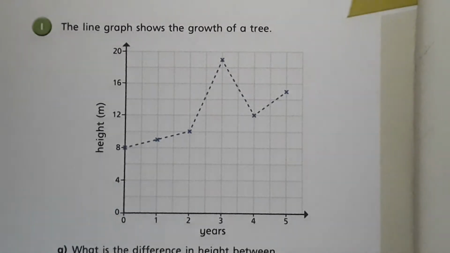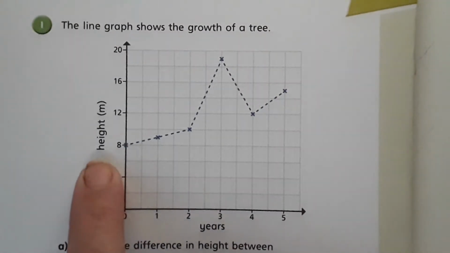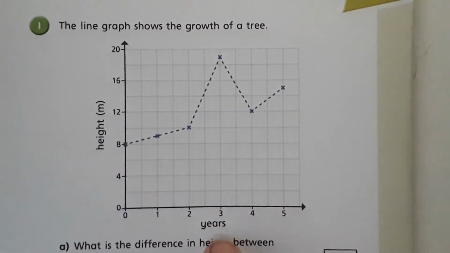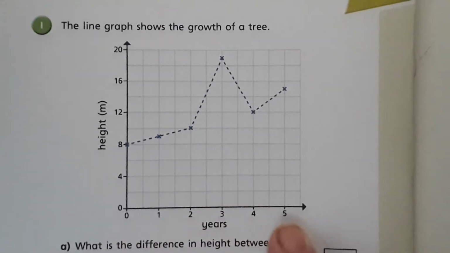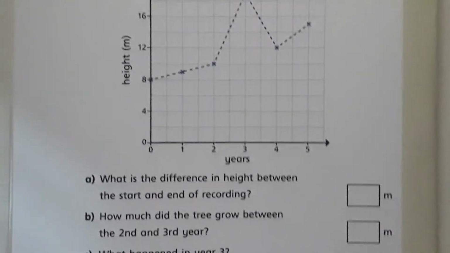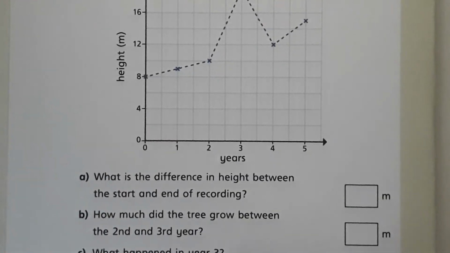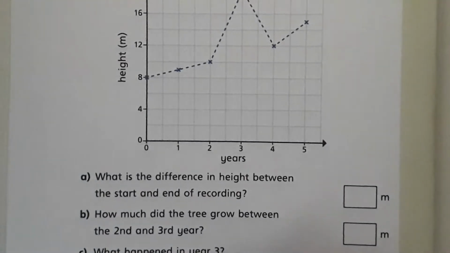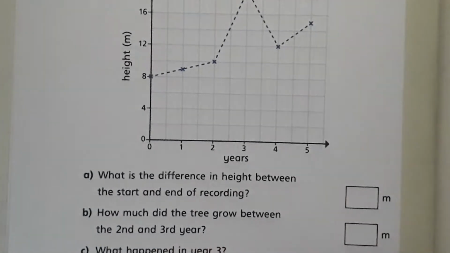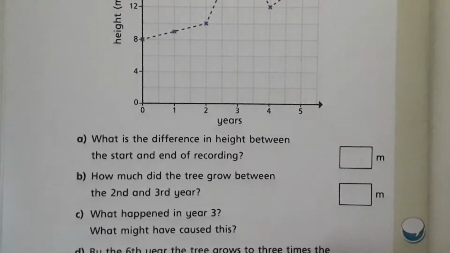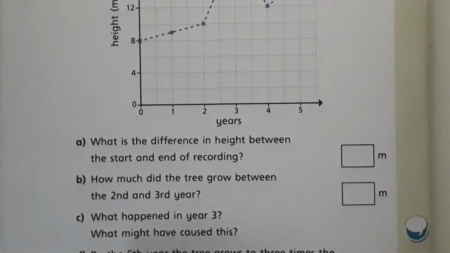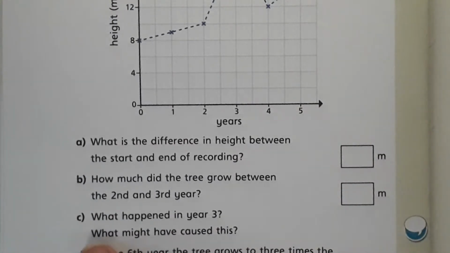Okay, so this is question 1. We're always going to start by reading the question, reading the information. The line graph shows the growth of a tree. Here you've got the height in meters, and here you've got the number of years the tree has been growing. The first ones I'm just going to let you work out for yourselves. They're quite straightforward. I think the first interesting question is this one, part C.